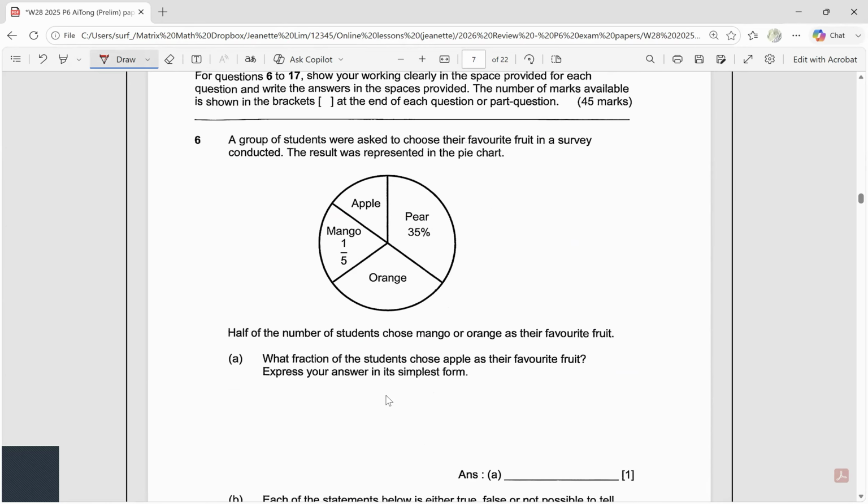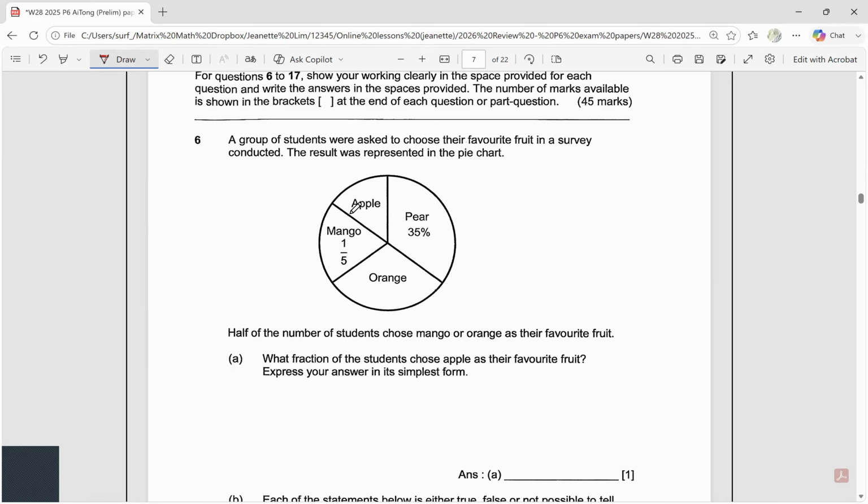Question 6. A group of students were asked to choose their favorite fruit in a survey conducted. Result shown in this pie chart. Okay, some of the results given in fraction, some in percentage. Half of the number of students chose either mango or orange. So this is half, or 50%. Okay, what fraction chose apple as a favorite fruit?